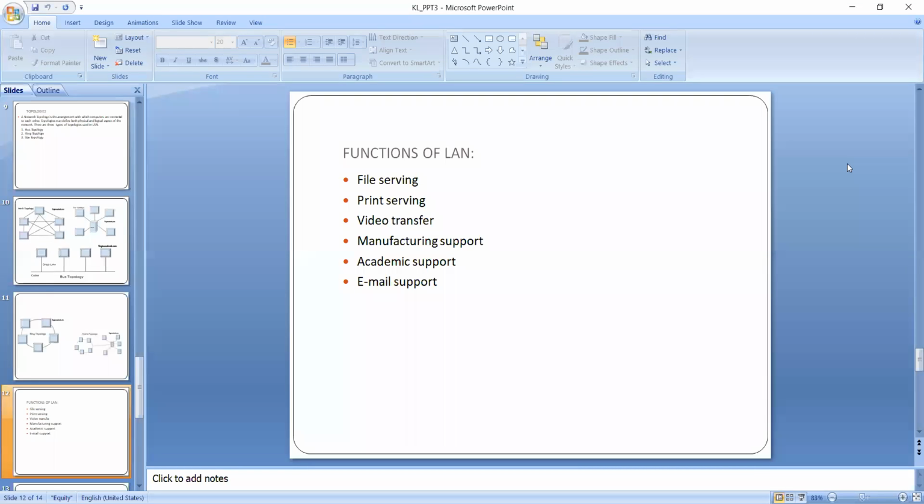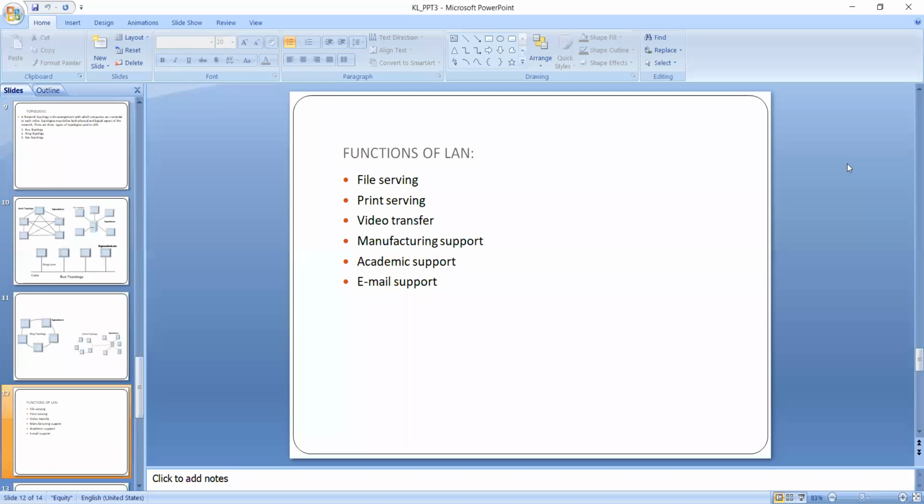So we will see the functions of LAN. The main function of the local area network is file serving. It is used to share and serve the files, and all these files are placed on a large local disk drive. That large local disk drive acts as a central storage repository. Whatever file we have to share is deposited on the central storage repository. Next, print serving. It is used for print serving, that means it provides authorization to access a particular printer.